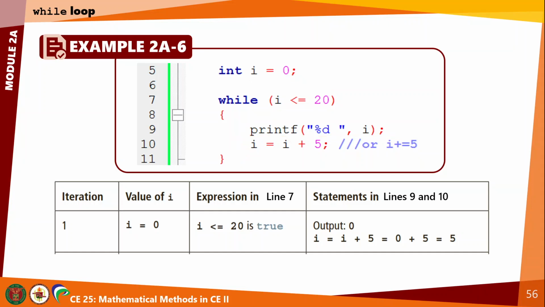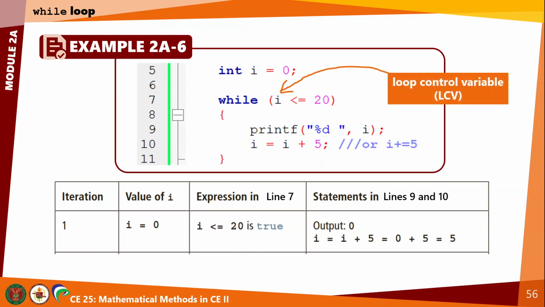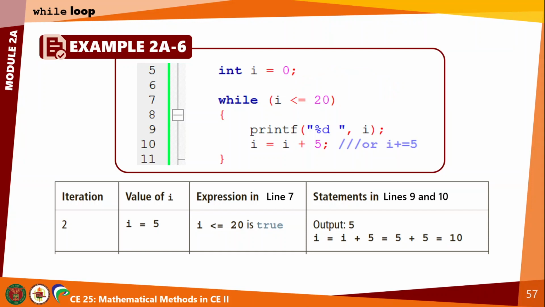Okay, so for our second iteration, yung I natin 5 na. But before that, let's just define itong I na ito as the loop control variable. Why? Kasi yan yung magiging basis kung kailan na-exit yung program natin sa loop na ito. So, kinokontrol niya kung kailan lalabas ng loop. So, that's the loop control variable. Like what I've said, yung value ni I is 5 na. So, for our second iteration, since 5 is still less than 20, this evaluates to true. So, gagawin niya ulit to.